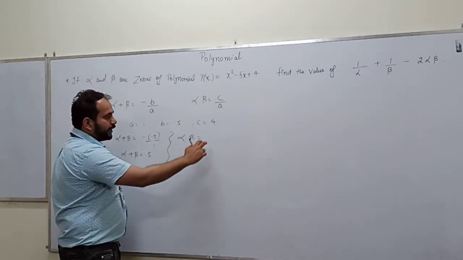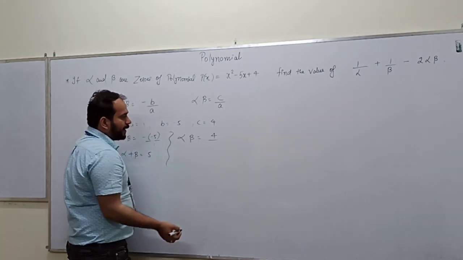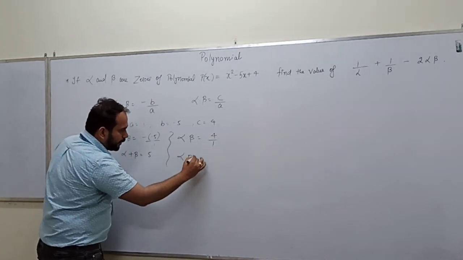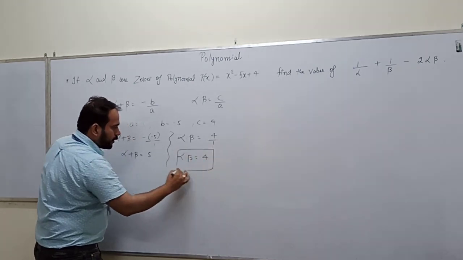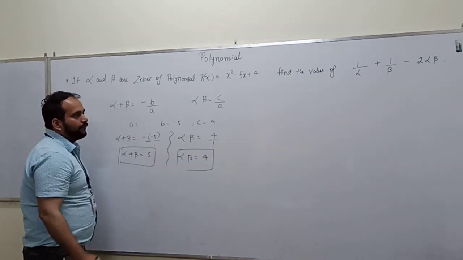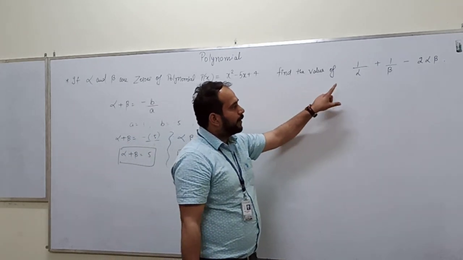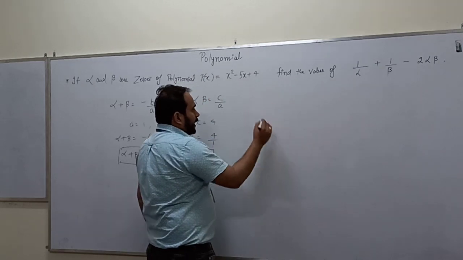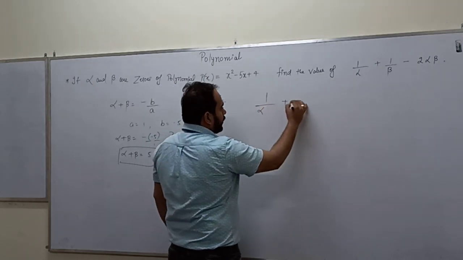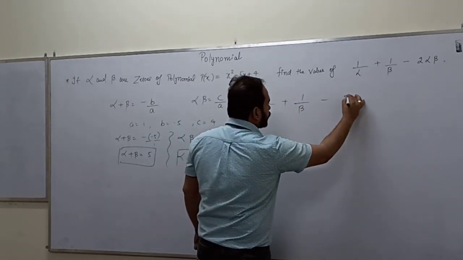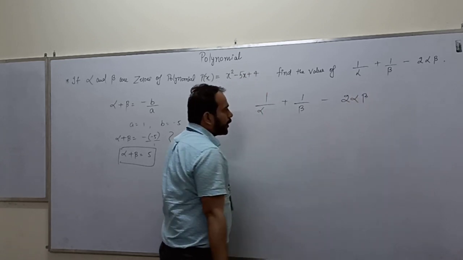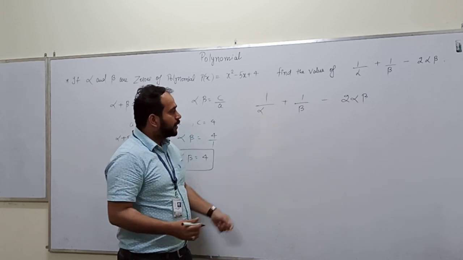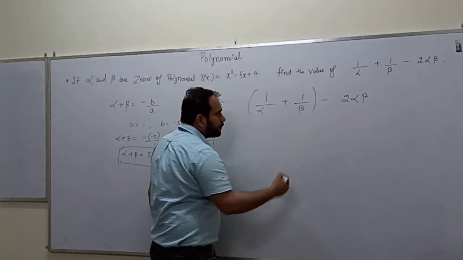What is the value of c? 4 divided by a. What is the value of a? 1. So I have got alpha into beta as 4. What we have to find out? We have to find out the value of 1 by alpha plus 1 by beta minus 2 alpha beta. Let's start with this thing. According to me, if I'll solve these two terms separately, it will be easy. So we can take a bracket over here.